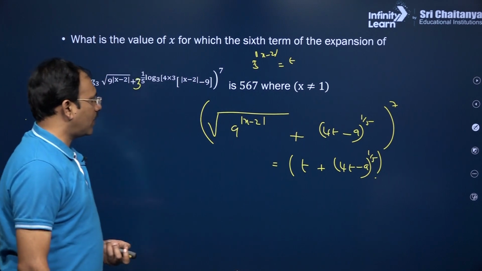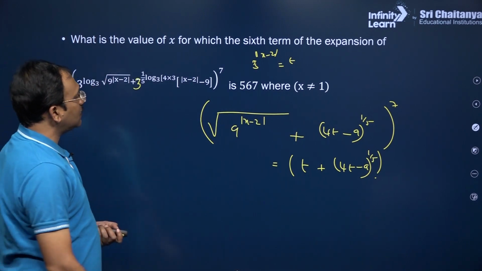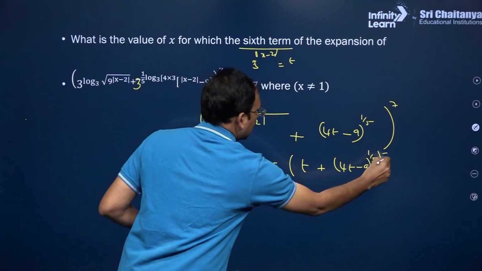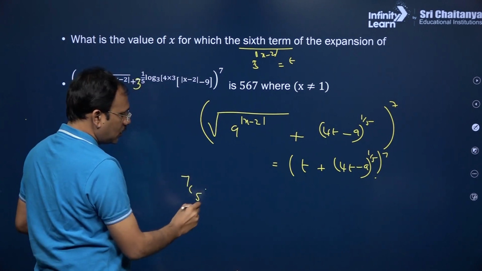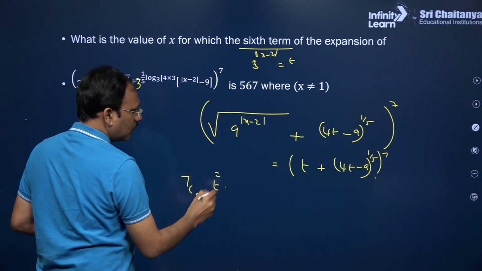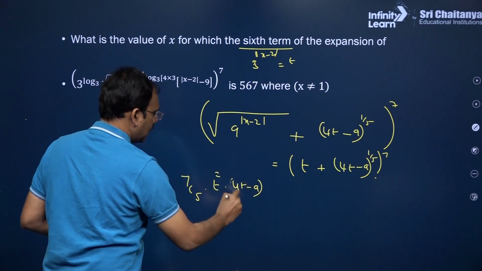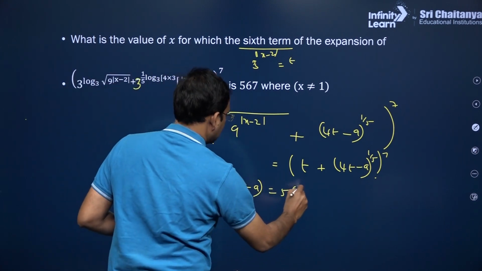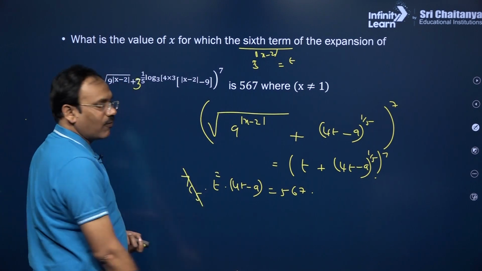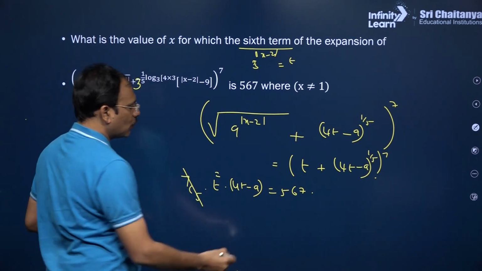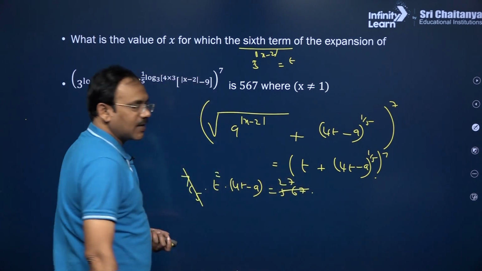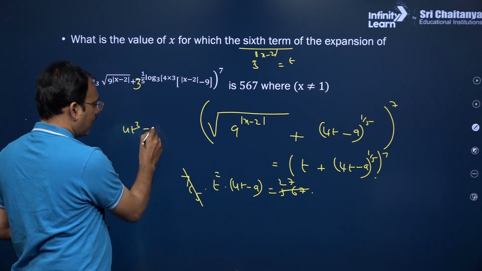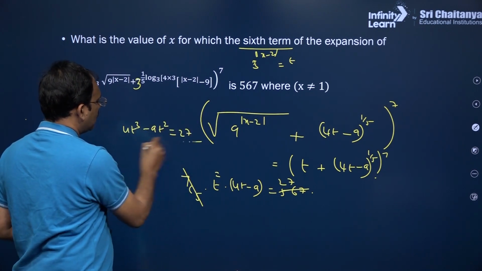The square root of 3 squared to the power half means 3 to the power x by 2. In this binomial expansion, he is asking for the 6th term, and the power is 7. So it is 7C5 into t to the power 2 into (4t minus 9) to the power 1 by 5, whole power 5. This is given as 567, and 7C5 is 21, so cancel 21 against 567 to get 27. So you get 4t cubed minus 9t squared is equal to 27.